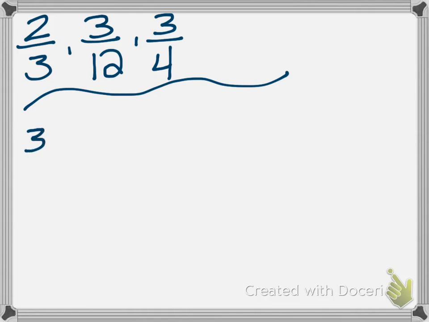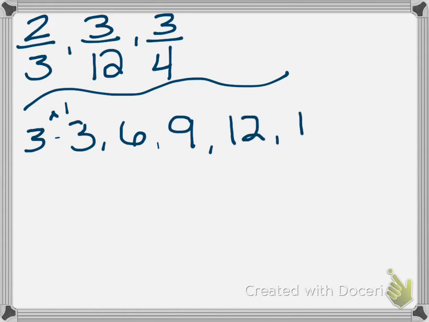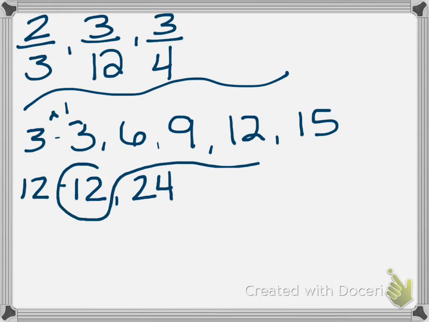So if I'm finding the multiples of 3, 3 times 1 is 3. 3 times 2 is 6. 3 times 3 is 9. 3 times 4, 12. 3 times 5, 15. I'm just going to stop there. Then if I'm finding the multiples of 12, 12 times 1 is 12. 12 times 2, 24. I'm going to stop there because I'm already seeing a number that they have in common.